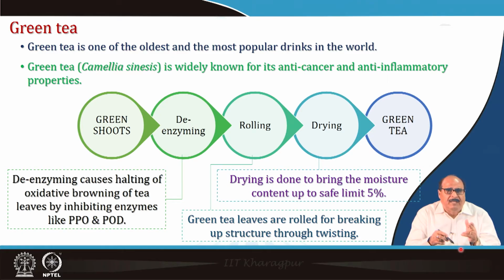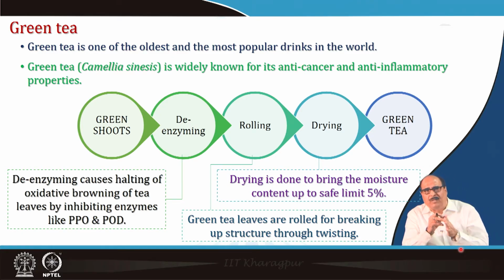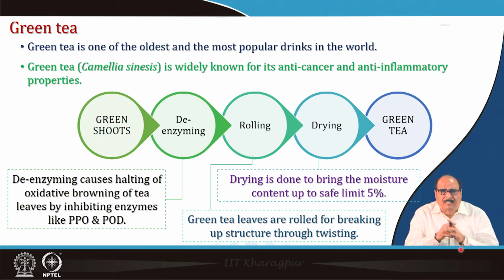So, de-enzyming causes the halting of the oxidative browning of the tea leaves by inhibiting the PPO and peroxidase and polyphenol oxidase enzymes. And the drying is done to lower the moisture content to a safe limit, and the rolling we will see in the later part of the lecture also.